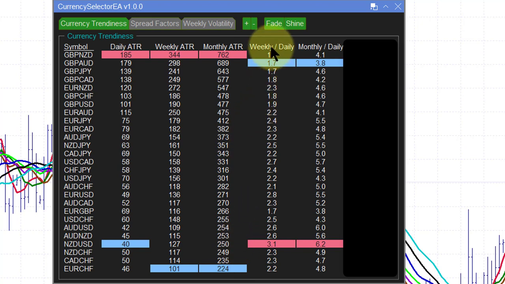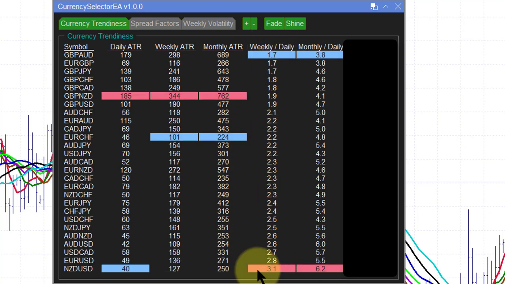So let's sort that column there, and we can see that during a week the pound Oz moved almost 300 pips, but on a daily basis it moves 170 or 180 pips. So it is in fact not that trendy. It's not trending as much as a currency like the New Zealand, which has a daily movement of 40, but a weekly movement of 127.